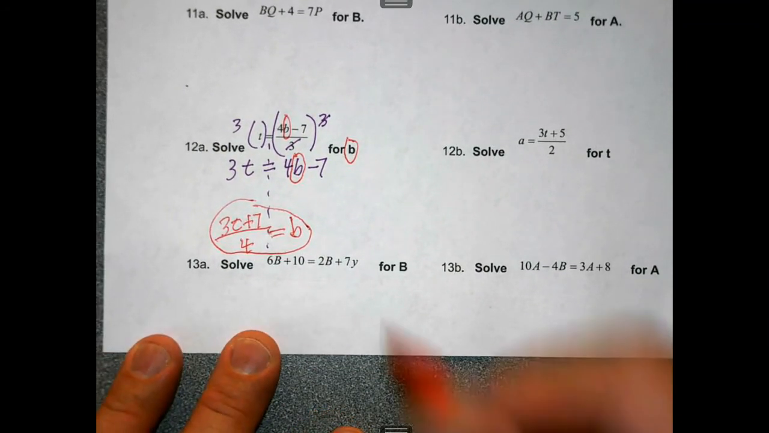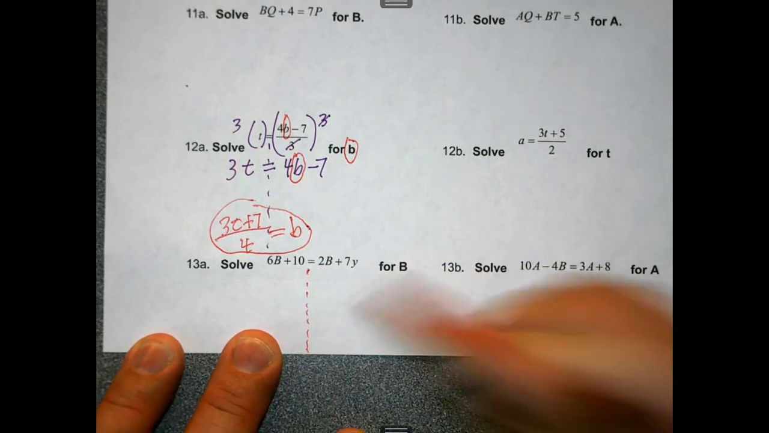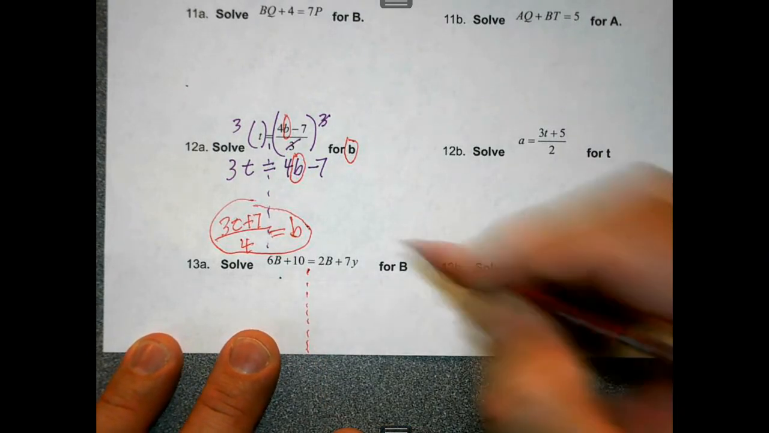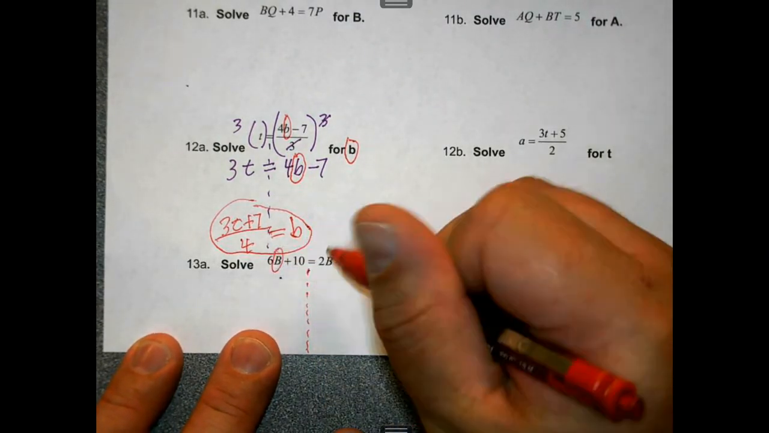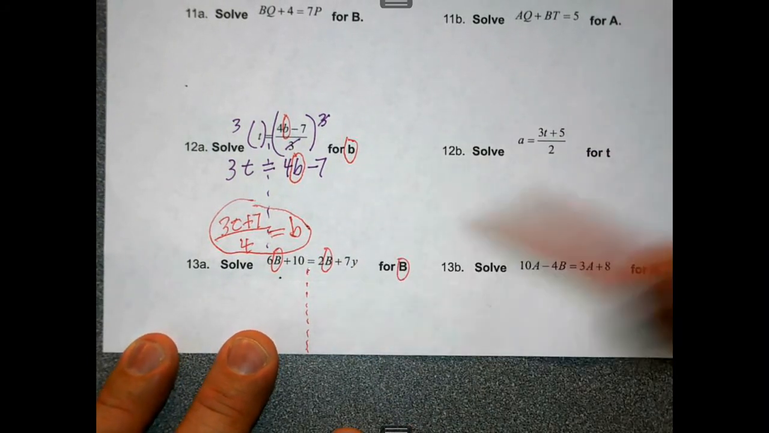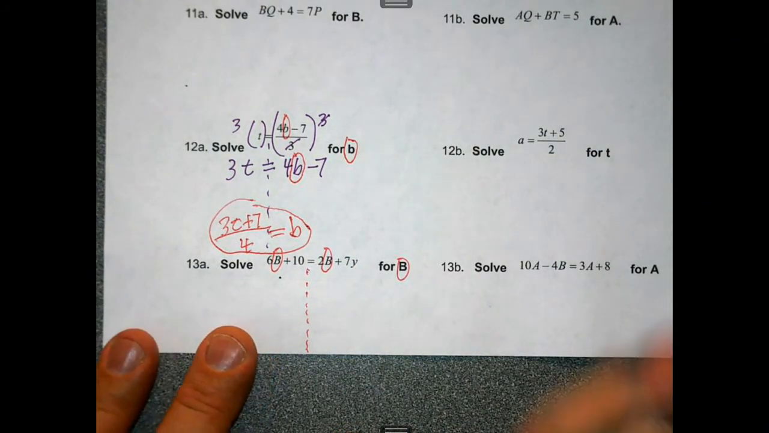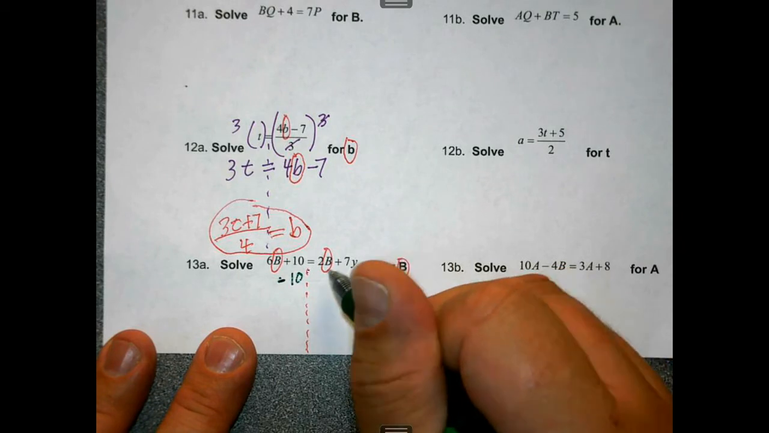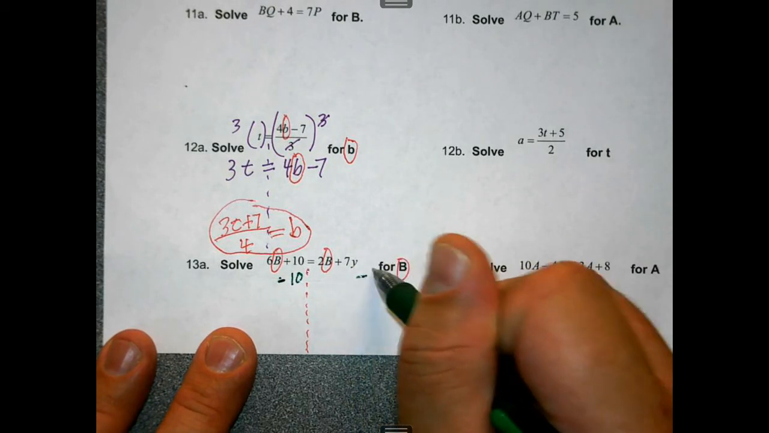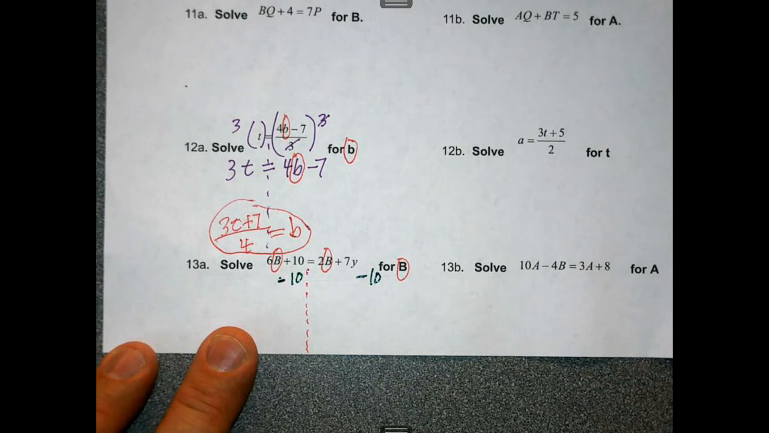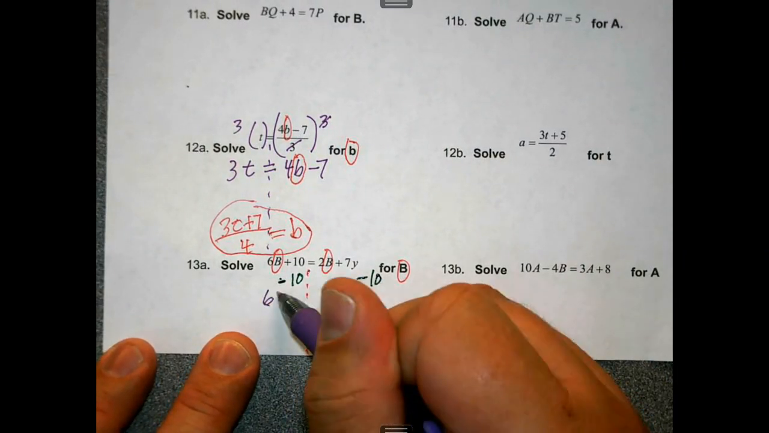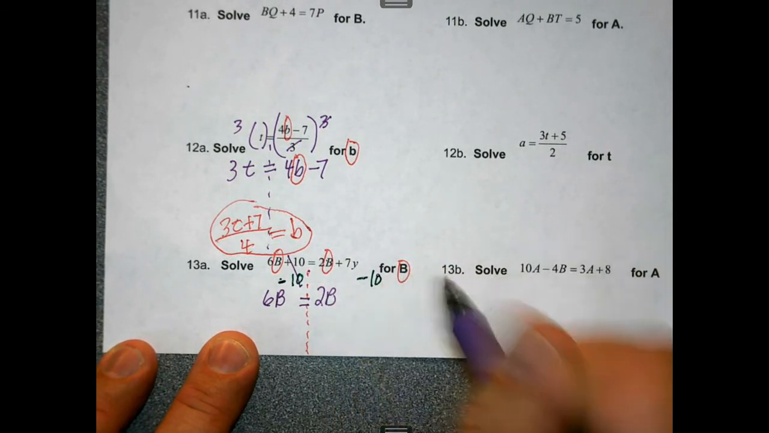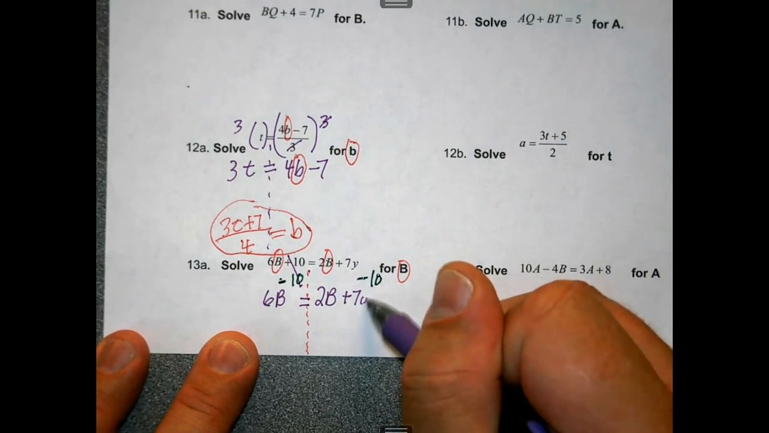And then 13. I'm going to subtract 10 from both sides first. We're looking for big B. And I have them in two terms on opposite sides of the equal sign, right? So I'm going to get rid of the 10, or undo the minus 10. There's no constant term here, so I'm going to put it off to the side. I end up with 6b equals 2b plus 7y minus 10.